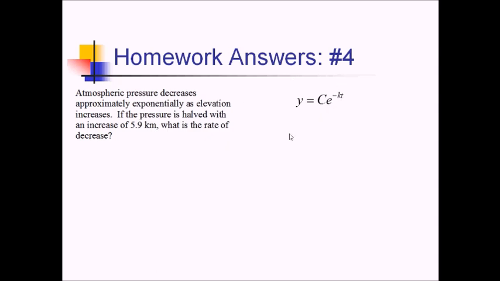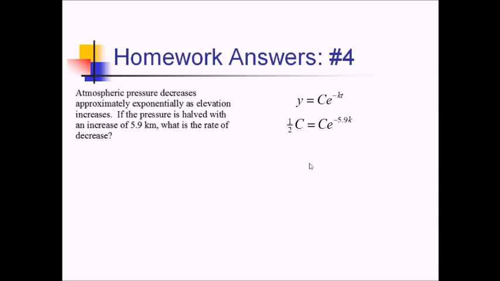So let's plug in what we know here. They said the pressure is halved, so we can use a y value of 1/2 of C. We don't know what the initial pressure is, and honestly, we don't care, because if we have 1/2 C over here, when we divide, that'll give us something that we can use. And we also have a T value then initially of 5.9. So we have 1/2 C equals C e to the negative 5.9 K.